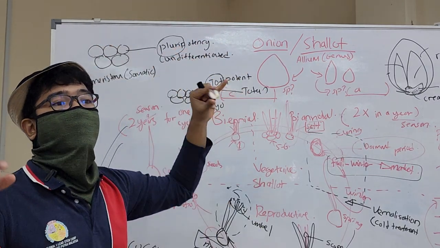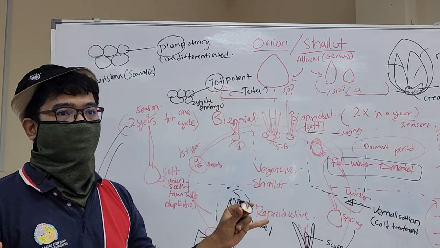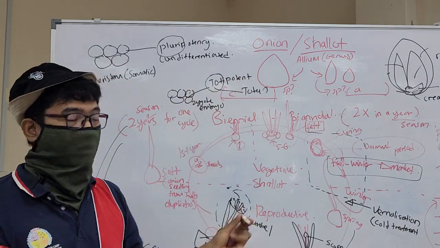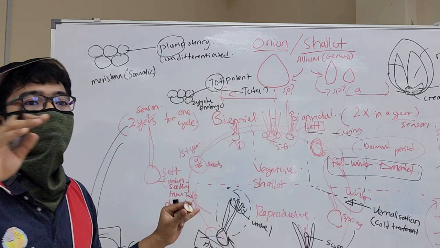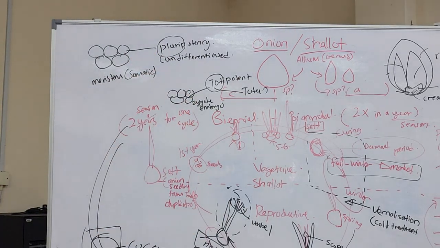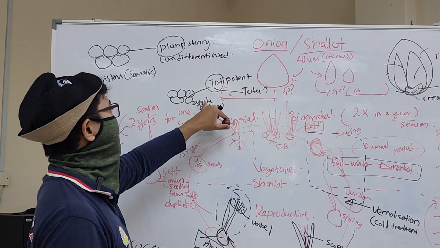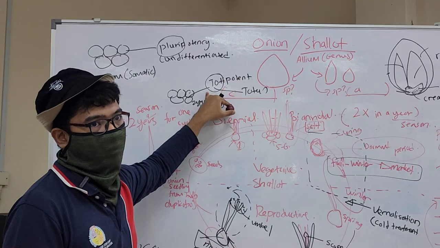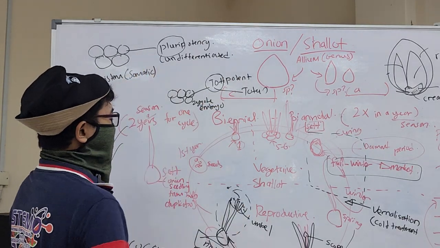Pluripotent means that it can be of various organs. It cannot give rise to the whole organism, but it can give rise to many structures. Pluri means many. It can be a leaf, it can be a stalk, it can be a stem, but not to the point that it can become a whole organism. Okay, so get the terminologies correct.